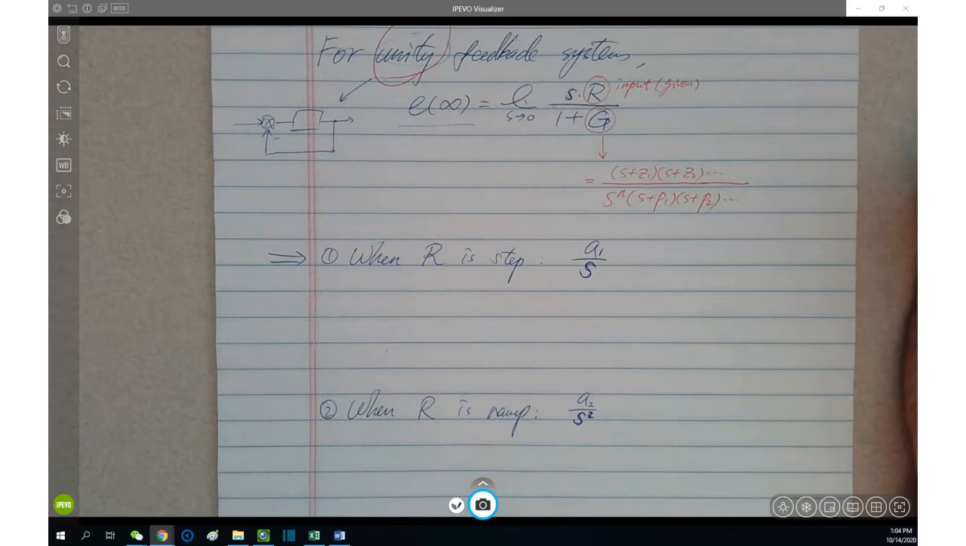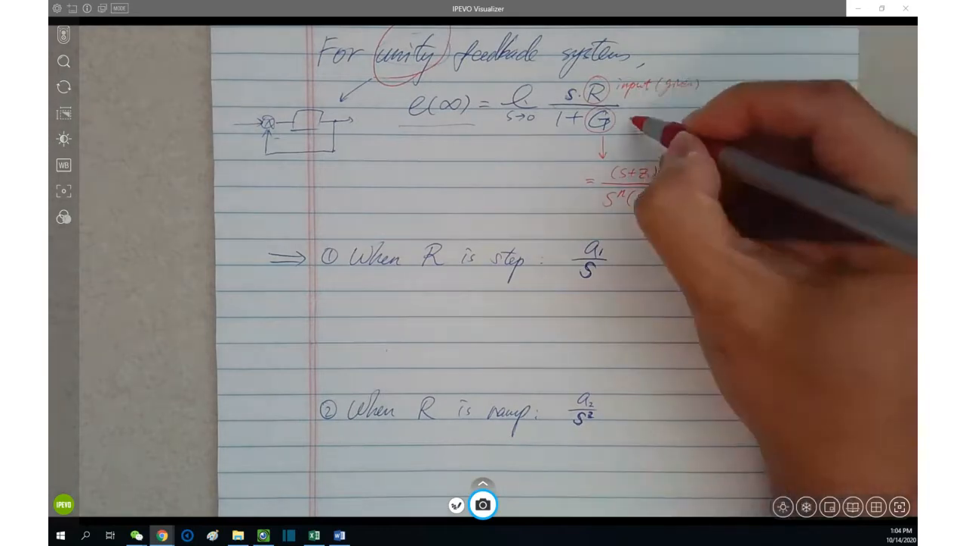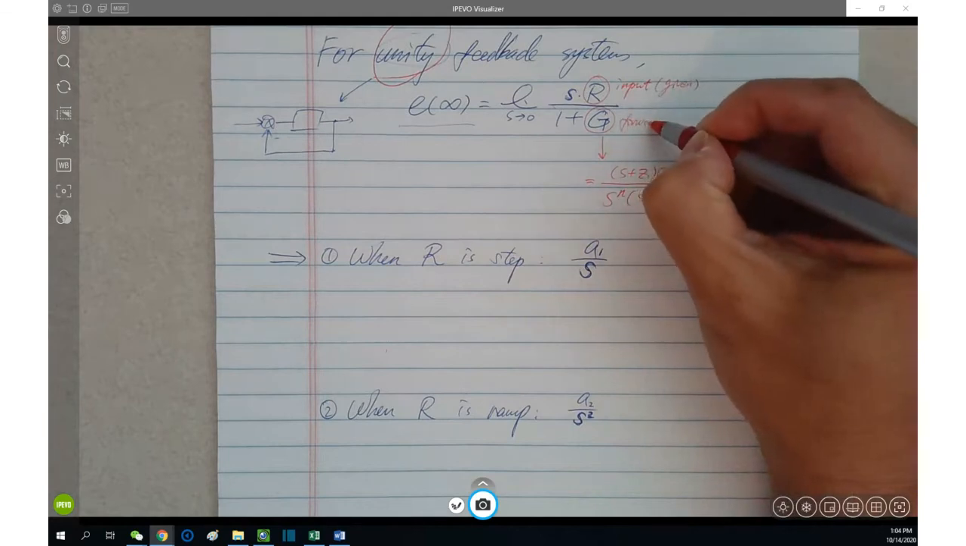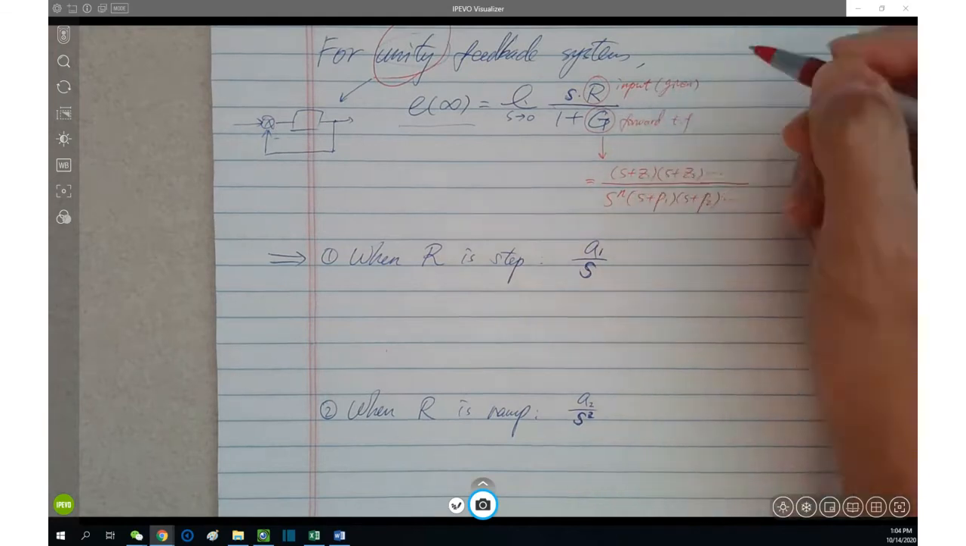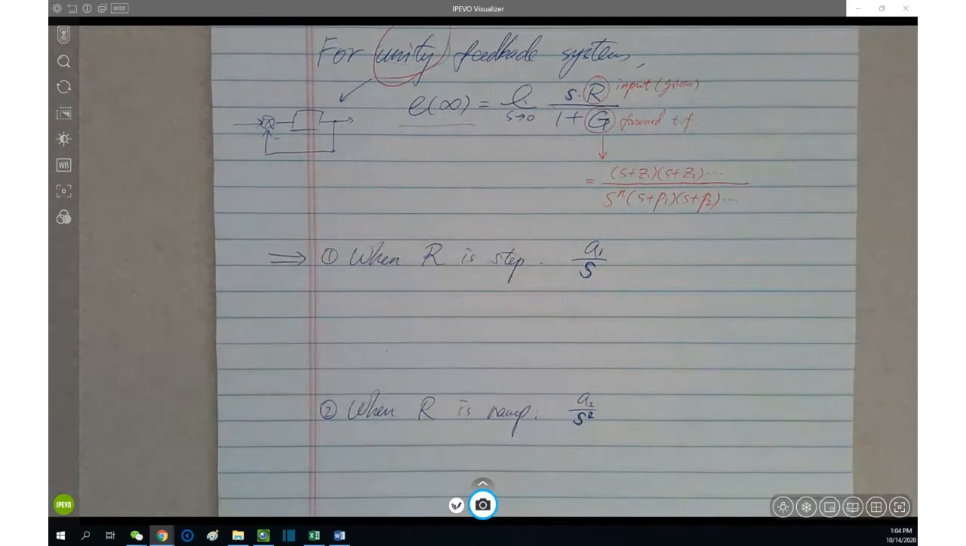What transfer function? We learned at least four types, right? The forward transfer function, here we go. Very important, forward transfer function, not any other transfer function.